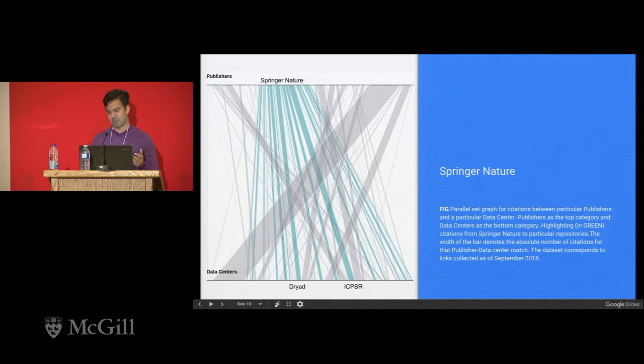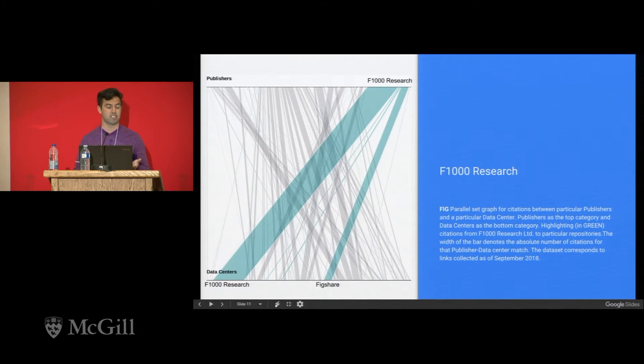So this is Springer Nature, and what you see is that Springer Nature has many journals, and their data citations go to many different data centers. It's a very spread pattern, and I'm highlighting only two of those data centers, Dryad and ICPSR, which are among the ones that get more citations from journals in Springer Nature. Now, this is not the only pattern that you can see. The example of F1000 is completely different, and probably has more to do with how F1000 is set up.